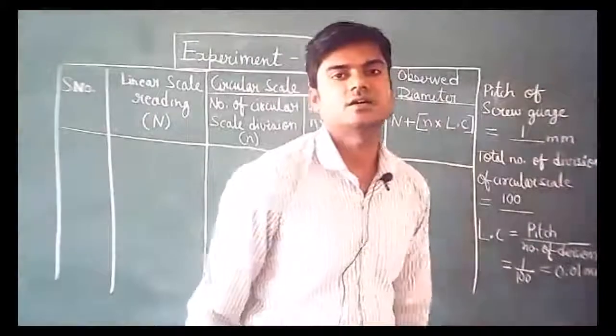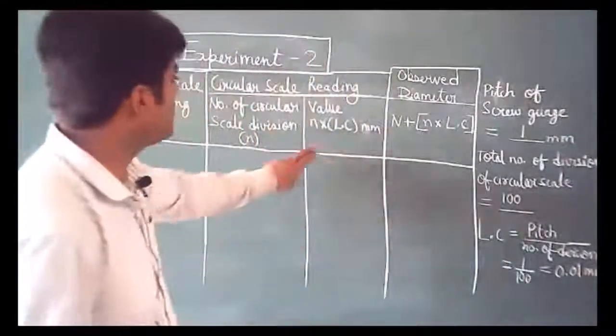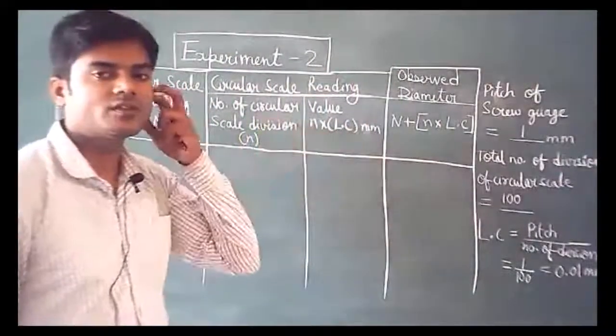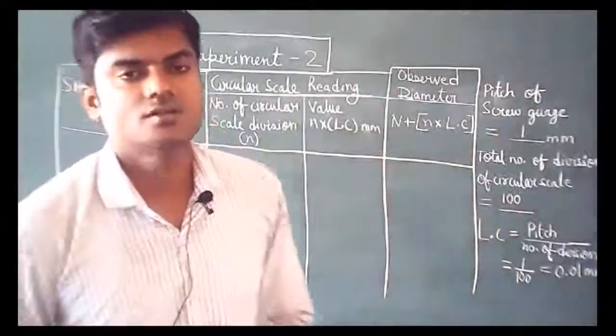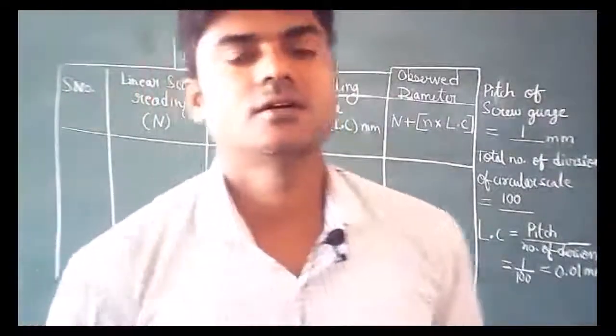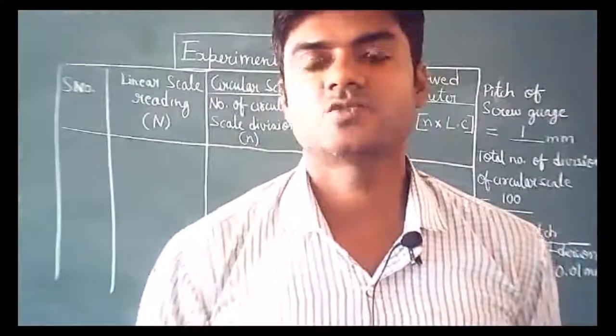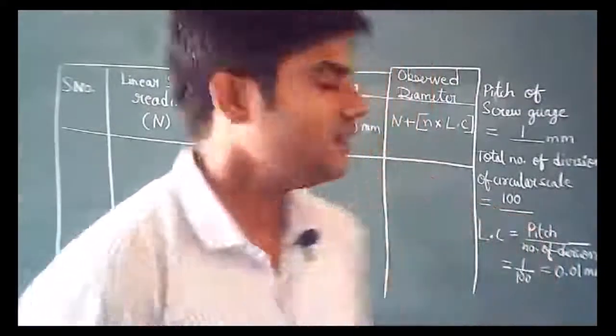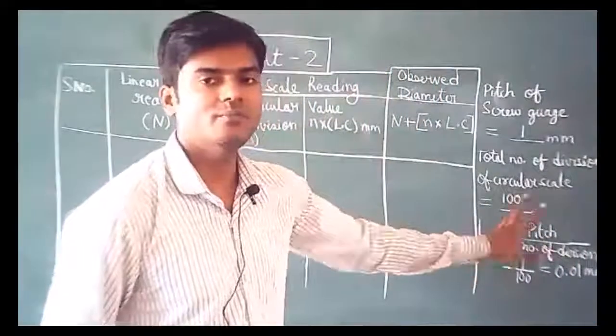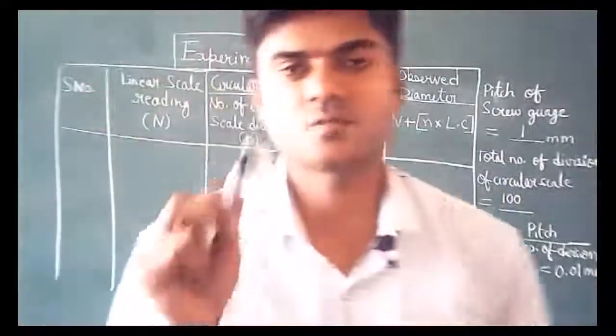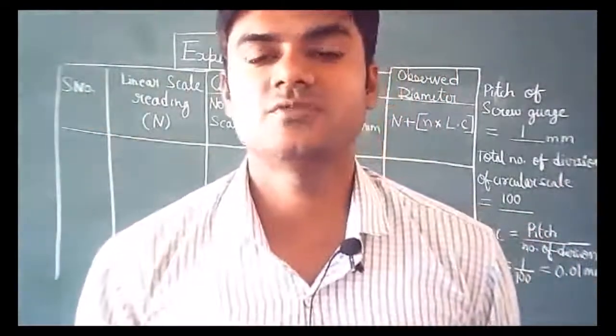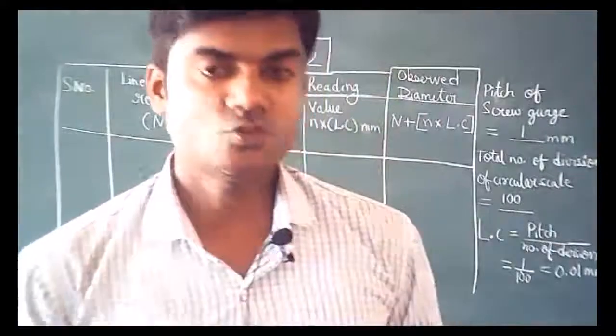0.01 mm is the least count. Least count की वैल्यू हो गई 0.01 mm. So now we'll calculate what we have done. Length of the wire is 20 centimeter and least count is 0.01 millimeter. ये smallest, this is the smallest length which can be measured by this screw gauge.